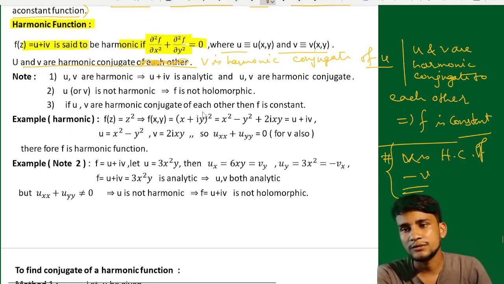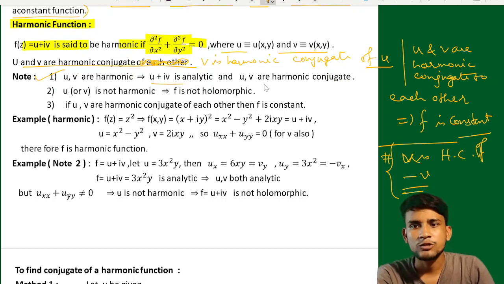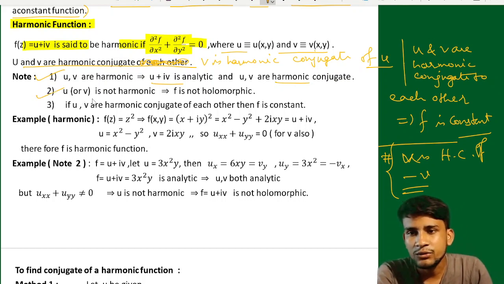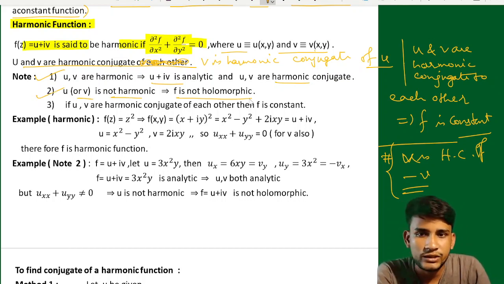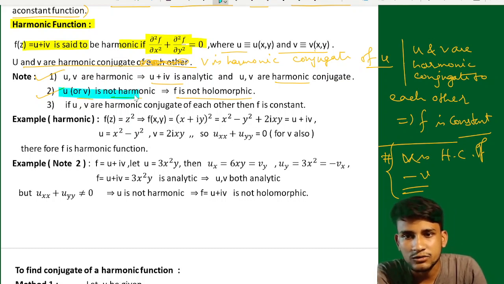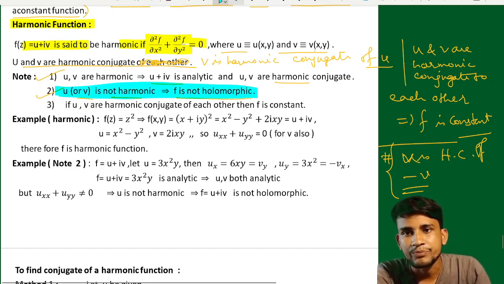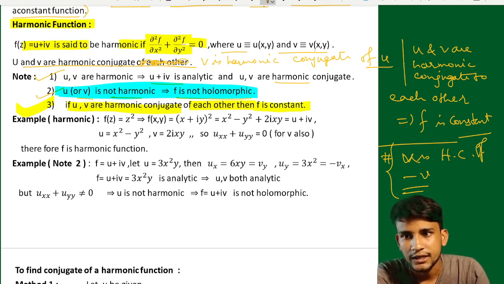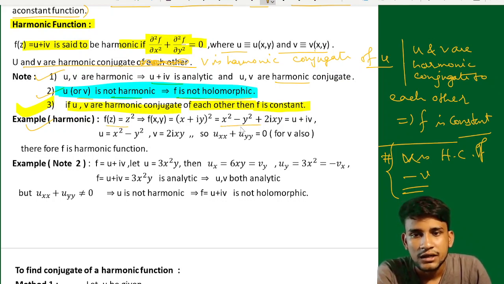Note: if u and v are harmonic, then u + iv is harmonic when u, v are harmonic conjugates. Number two: if u or v is not harmonic, this implies f is not analytic. This is an important result to check holomorphic or analytic functions. Now if u and v are harmonic conjugates of each other, then f is constant. This is right. For example, f(z) = z² = x² − y² + 2ixy = u + iv, with u = x² − y² and v = 2xy, so that u_xx + u_yy = 0.